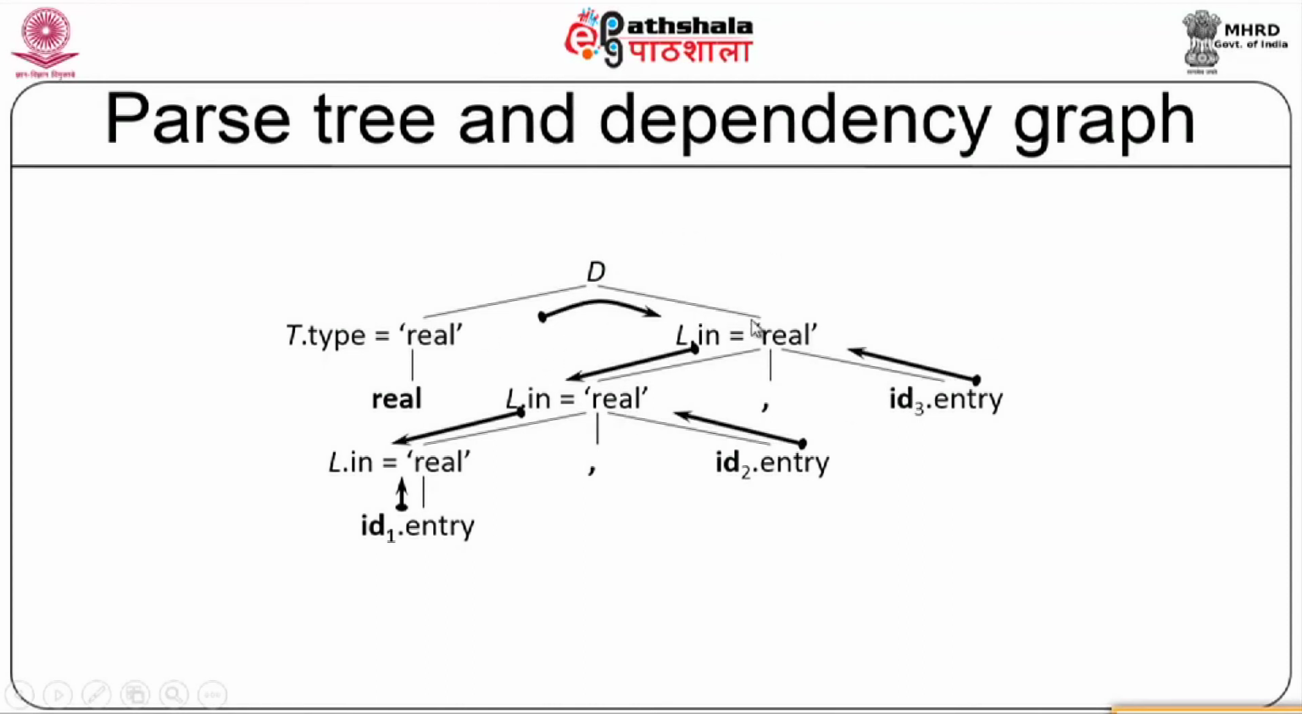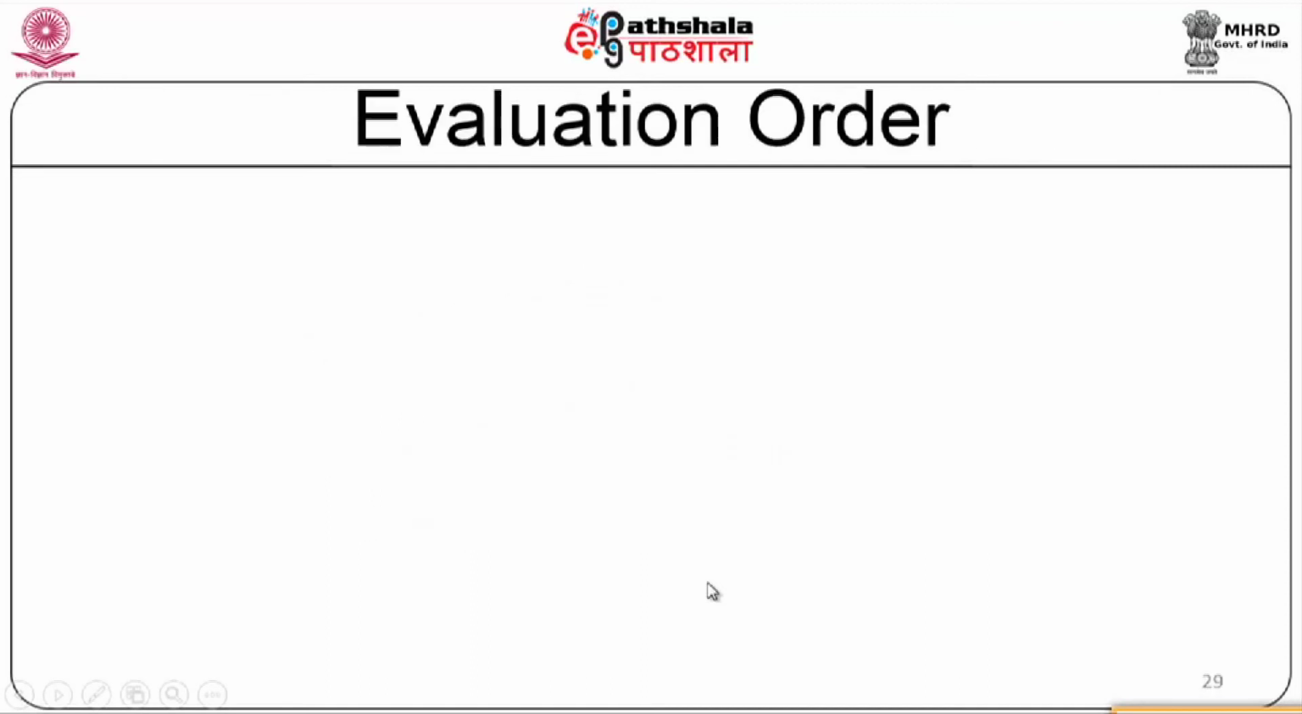What happens? The value real, that is the type here, depends on the value from here. As I said, wherever one value depends on another, there is an arrow towards the dependent node from the originating node. Similarly, here I have L.in equal to real, and this is id.entry. So this value influences this value, which again influences this value, and this value has the id given from here. So, this is a dependence graph.